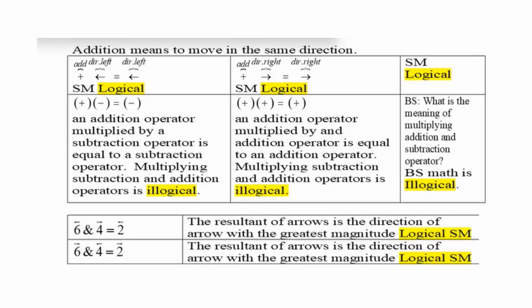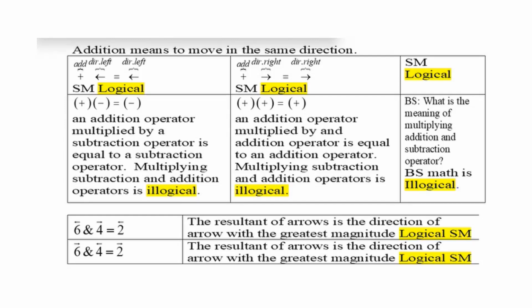Addition of arrows means to move in the same direction. The top line is an addition of a direction to the left is a direction to the left. Symmetry math is logical. An addition of a direction to the right is the direction to the right. Again, symmetry math is logical.